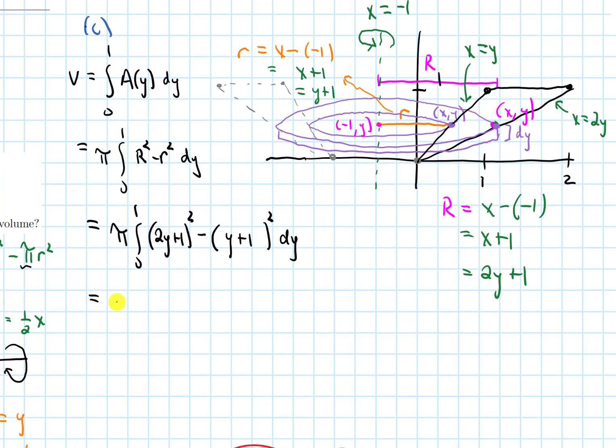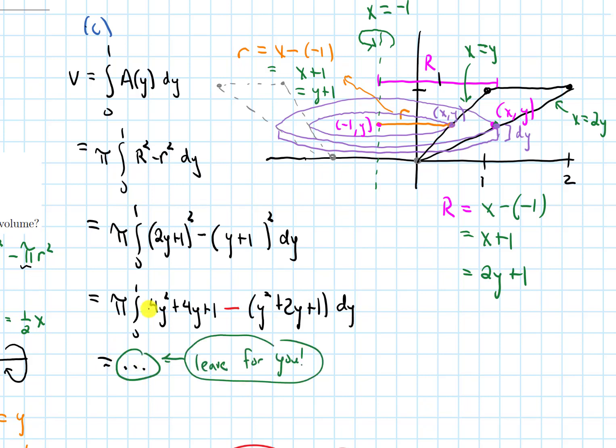So from here, we'll get pi integral, and if I square this first thing, I'll get 4y squared plus 4y plus 1. And then we get minus, and if I expand y plus 1 squared, we get y squared plus 2y plus 1 dy. Now I'm going to write dot, dot, dot, and I'm going to leave that antiderivative work to you. From here, it should be easy. And I'll tell you what we end up with, which is 2 pi. And that is our answer.